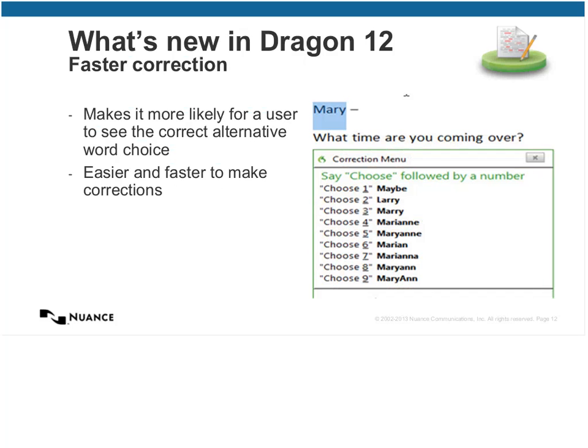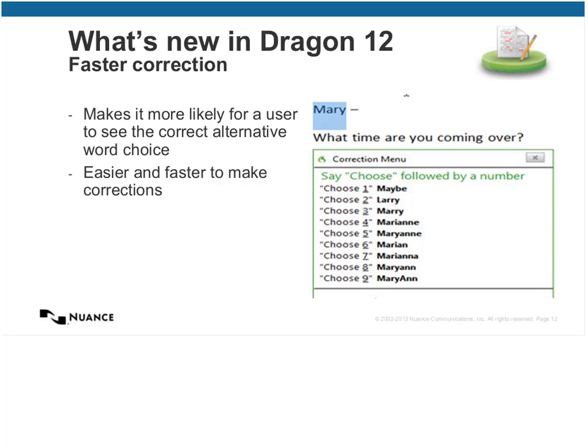Another new feature in Dragon 12 is faster correction. What we've done is that we've made it more likely for you to see a correct alternative word choice in the correction menu, just allowing you to make corrections a little bit quicker and easier.